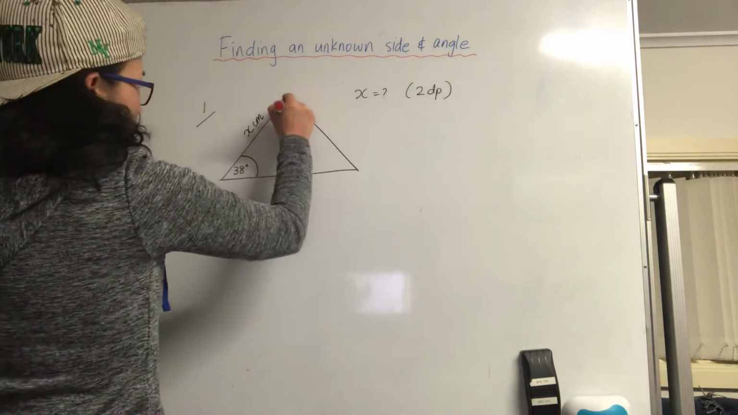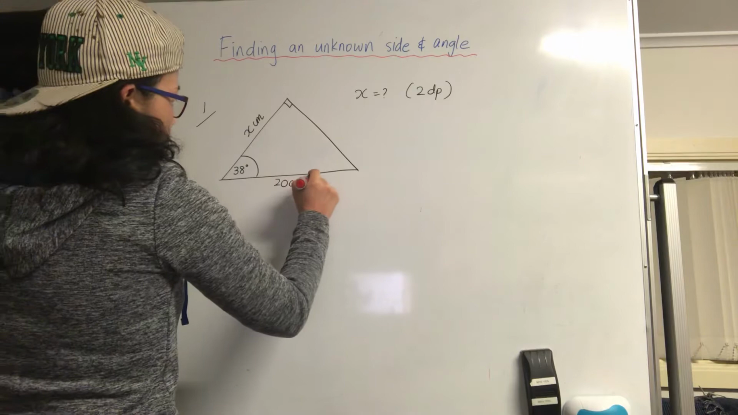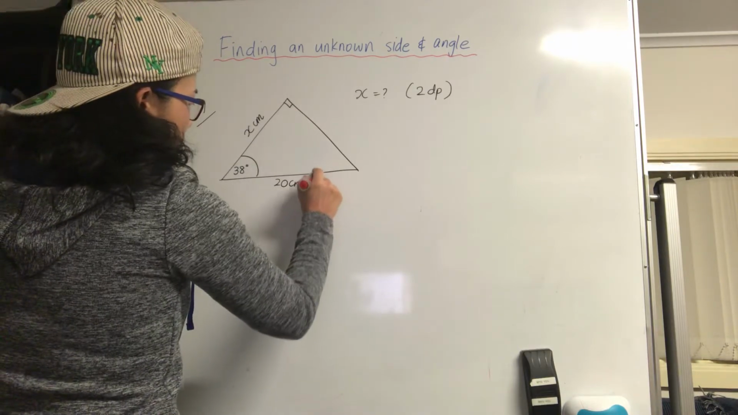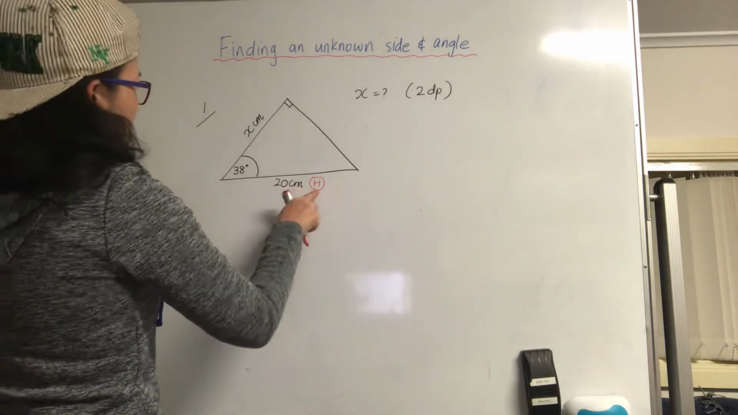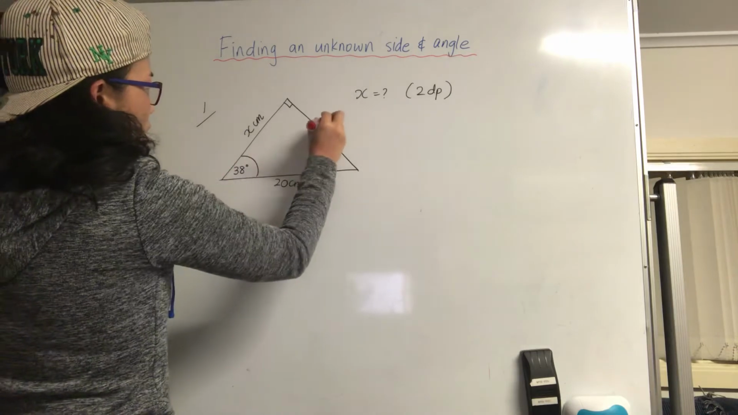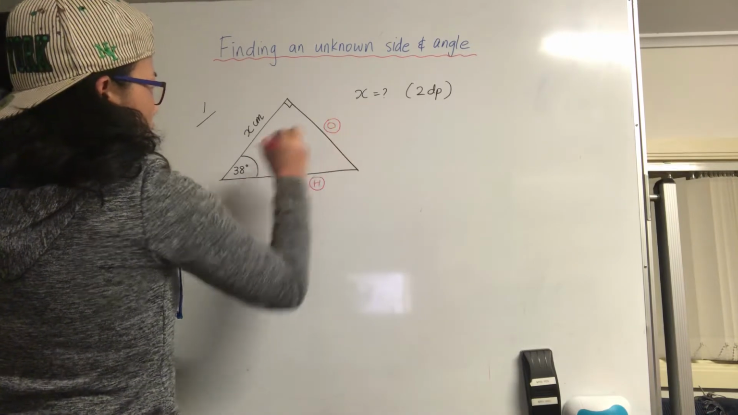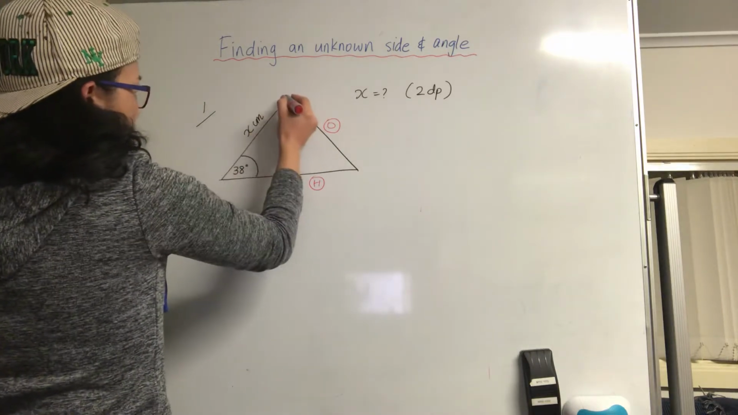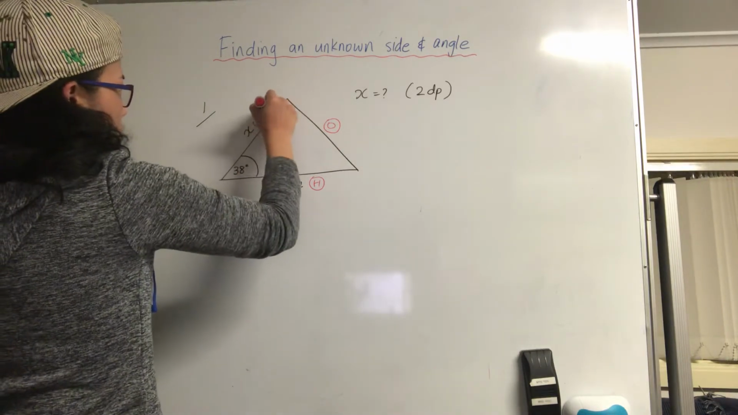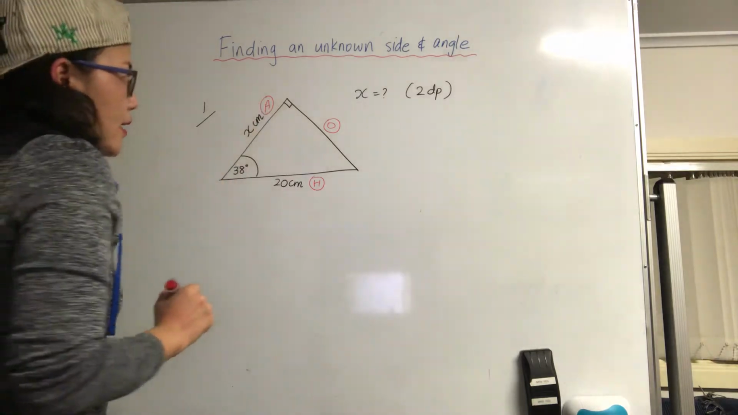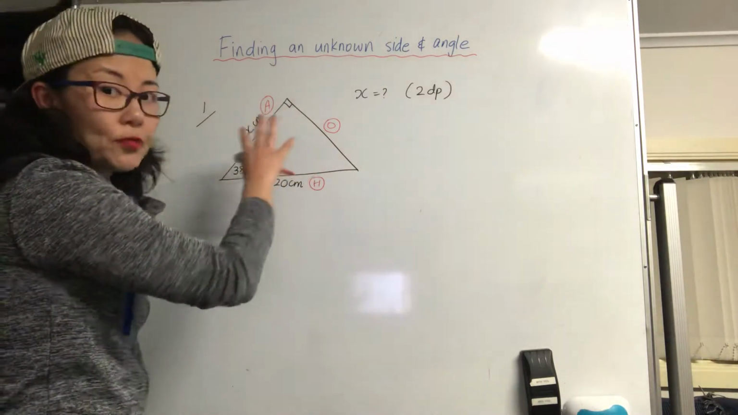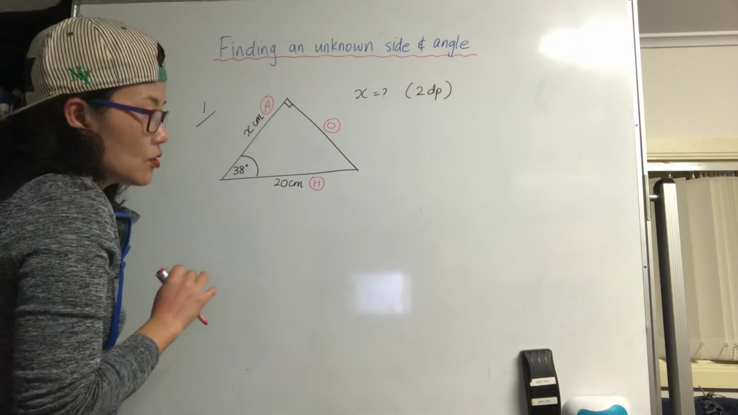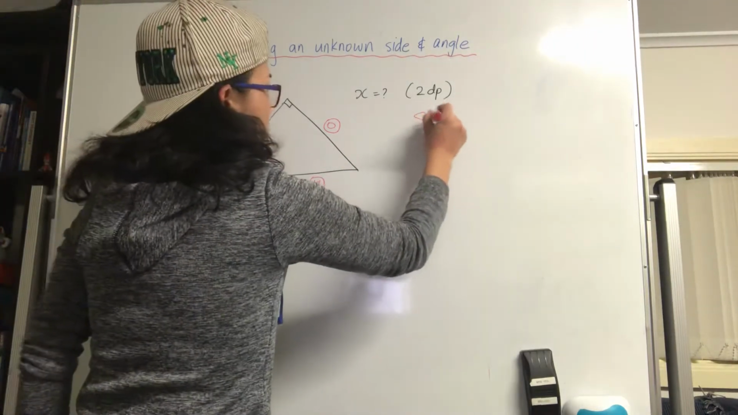So that's opposite, adjacent, hypotenuse. Right angle, so it's going to be hypotenuse. I'm going to put H there, and that's my opposite. So that's opposite the angle, so it's opposite, and the side with the 2 angles is my adjacent. Okay, so now I've labeled all 3 sides. What do I have to use? Now SOHCAHTOA.